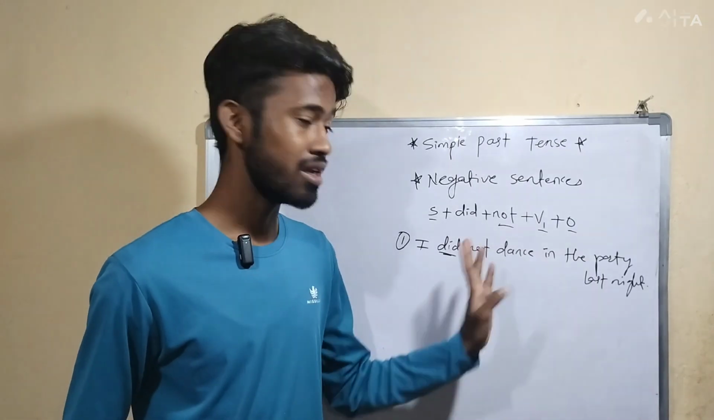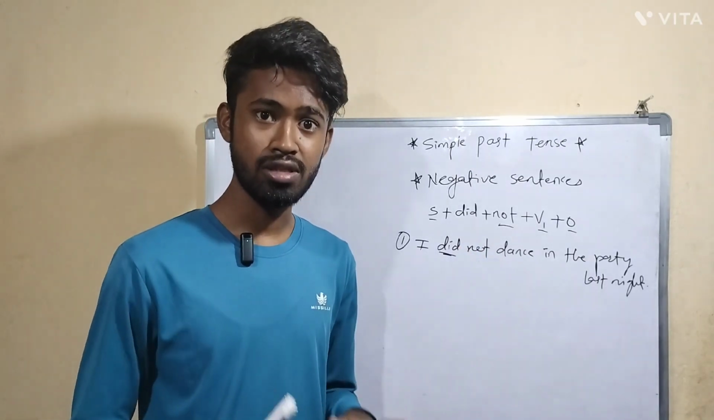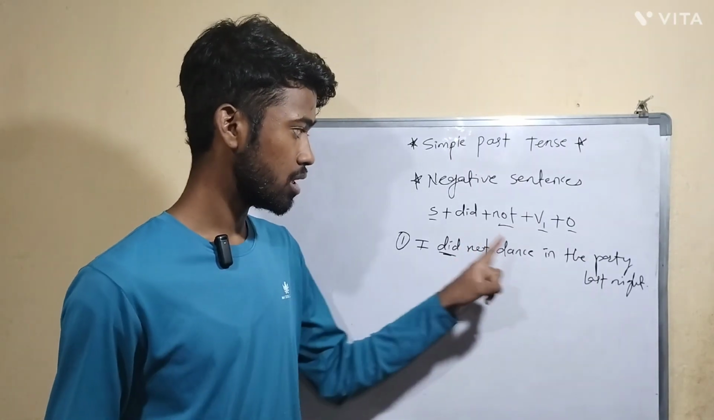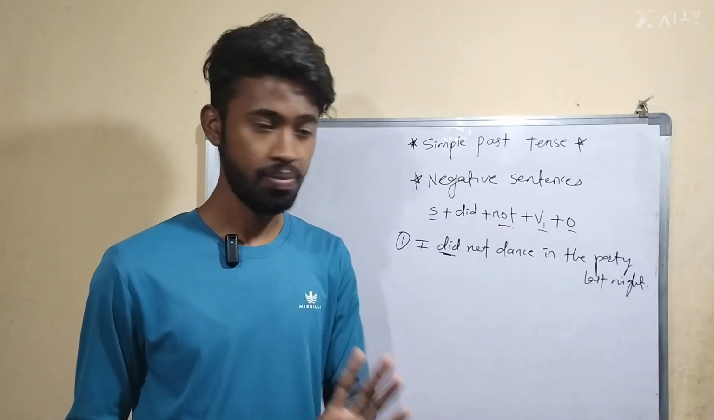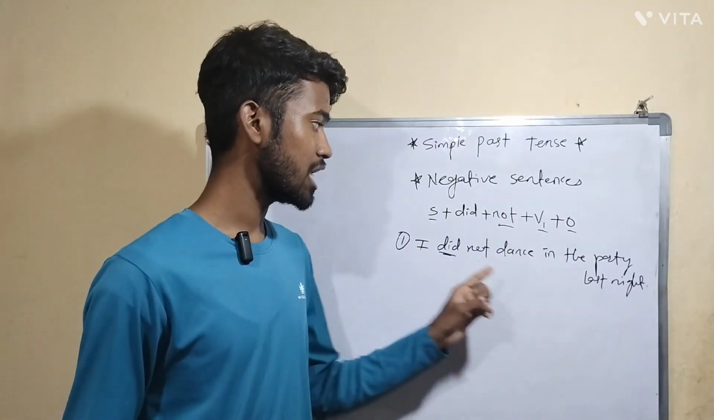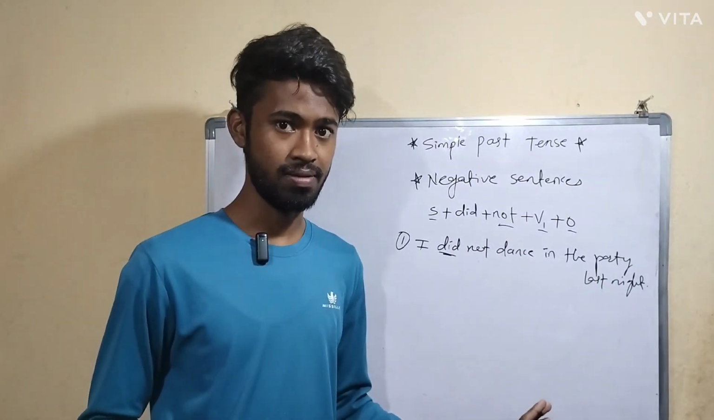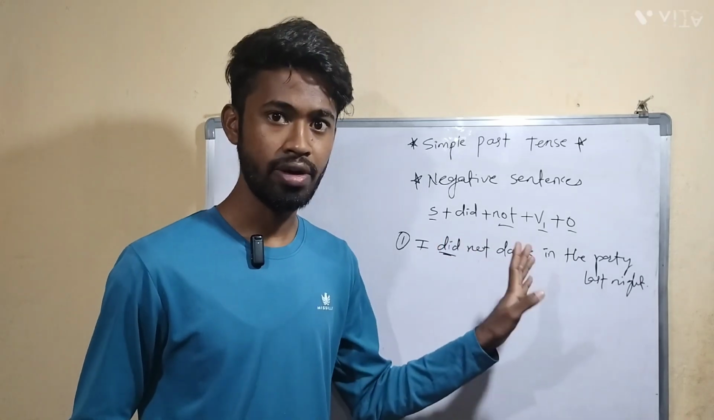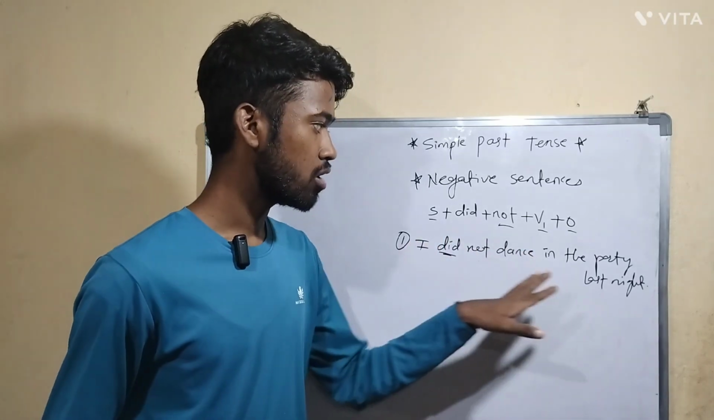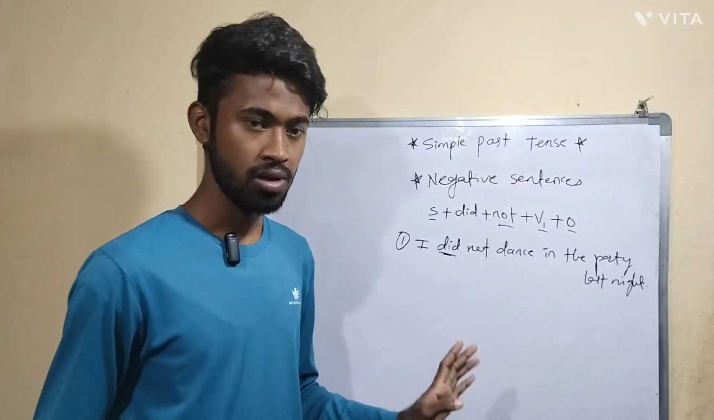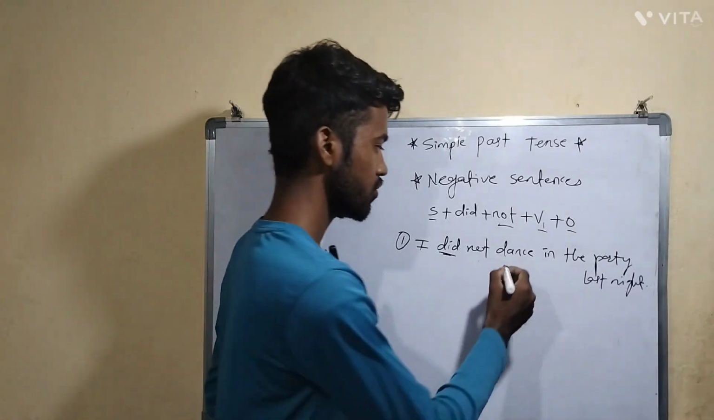So they think that here also they have to use second form, but it is not like that. Whenever did is there, you must use the first form of verb. So what is the correct sentence? I did not dance in the party last night. I did not dance, not danced. So you understood here, this is the first form of verb.